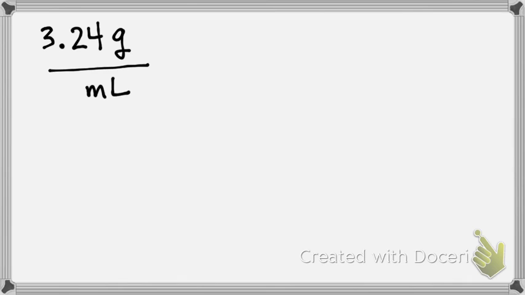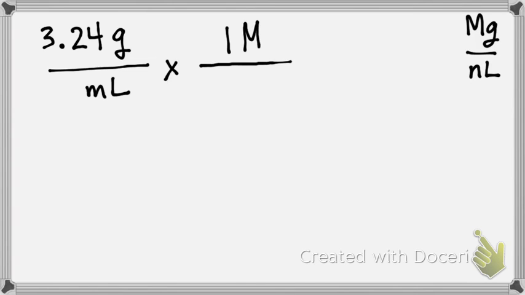All right, so we want to convert 3.24 grams per milliliter to megagrams per nanoliter. So let's convert grams to megagrams. We know that 1 megagram is 10 to the 6 grams, which means grams will cancel.